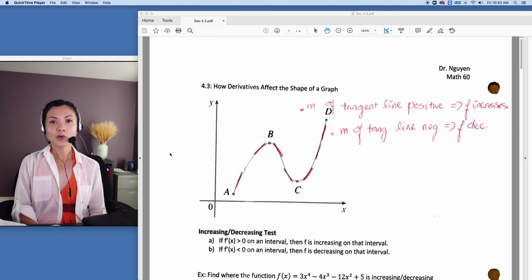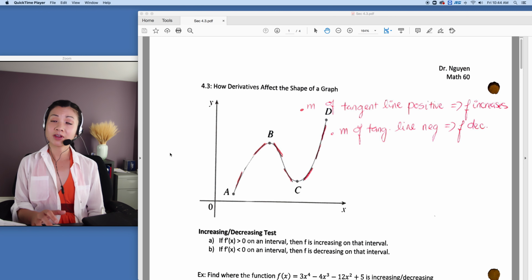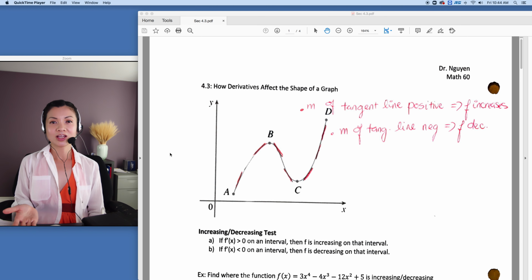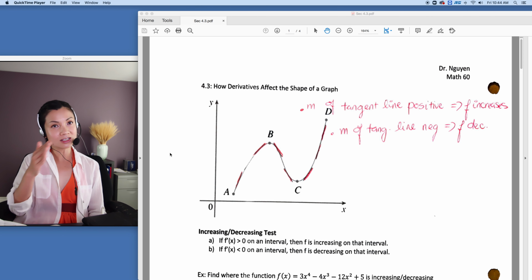Hi class, for this section we want to talk about how derivatives affect the shape of a graph. If you understand the derivative, the derivative is the slope of the tangent line, right? So it's really easy for us to visualize it. If the slope of the tangent line is positive, then the function increases. If the slope of the tangent line is negative, then the function decreases.